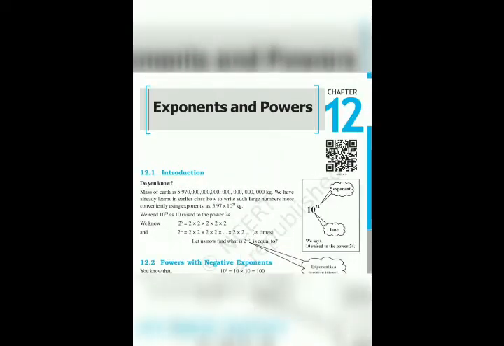The 12th chapter is exponents and powers. First of all, I introduce the exponent and the base. Here you can see this introduction. In the introduction, the mass of Earth is 5.97 times 10 to the 24 kg, written as 597 followed by 22 zeros. Okay, so this is a very large number. So how can we write such a large number in an easier way?